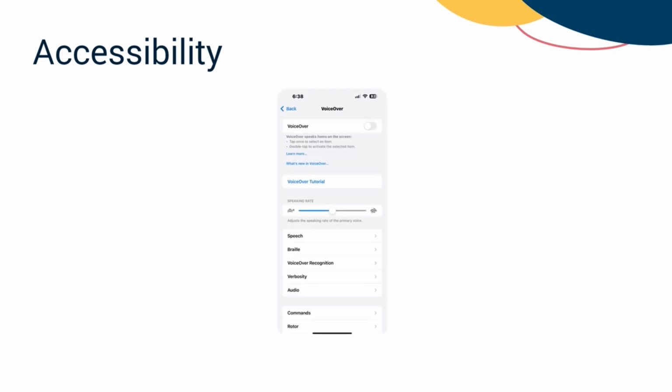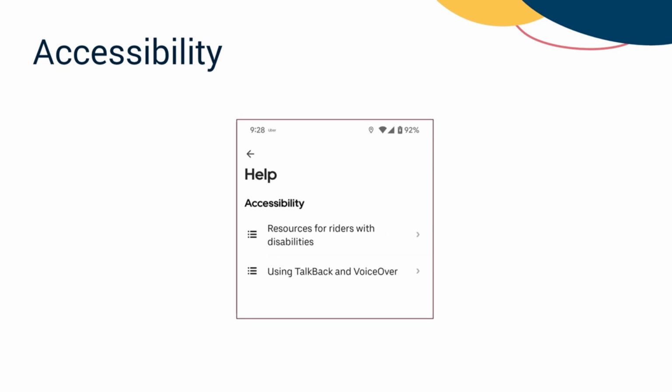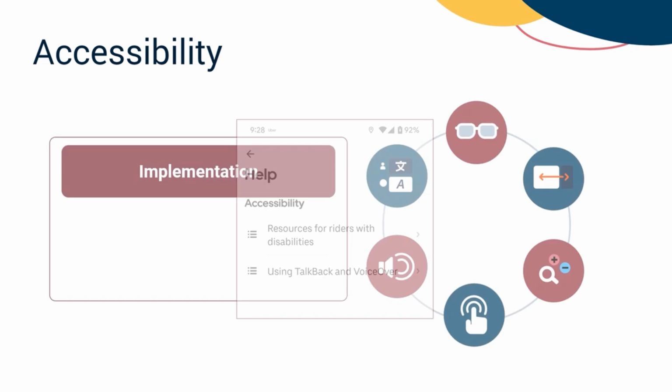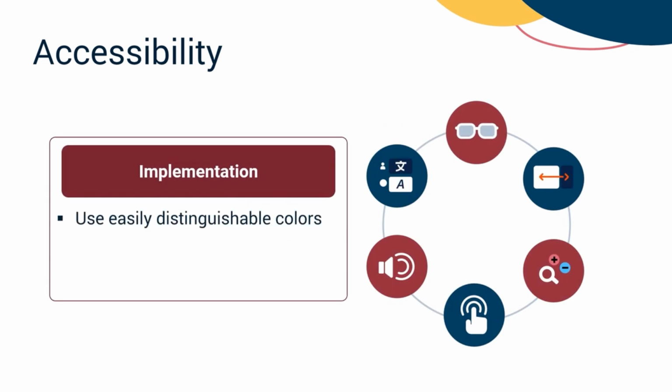The voice-over feature on iOS devices allows visually impaired users to navigate apps by hearing descriptions of on-screen elements. Apps like Uber have integrated this feature to help all users book rides. By using easily distinguishable color combinations for colorblind users and integrating voice commands or gestures for navigation wherever possible, you can implement accessibility in your apps.